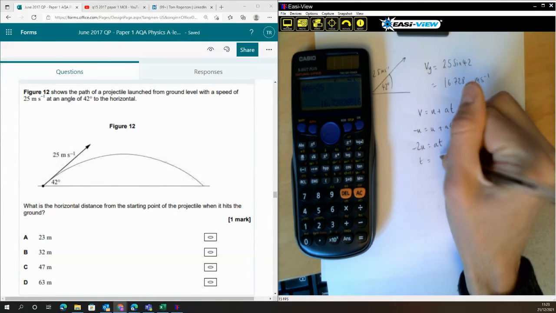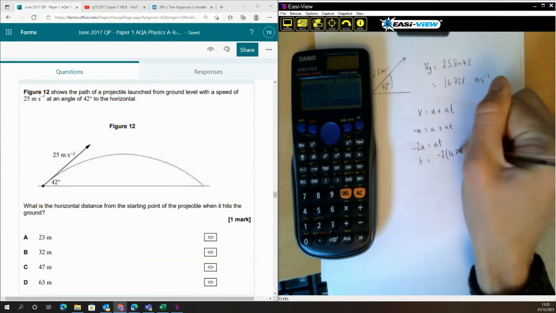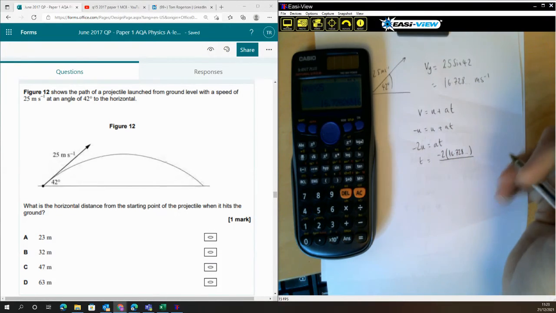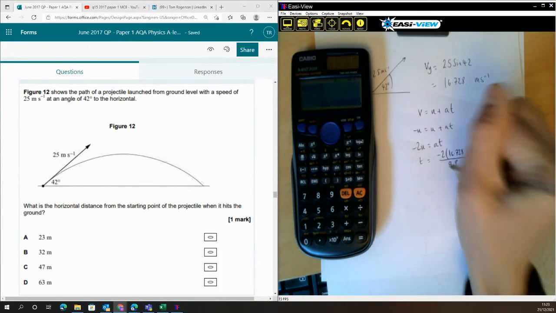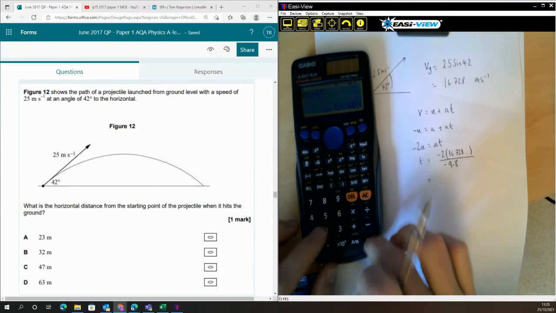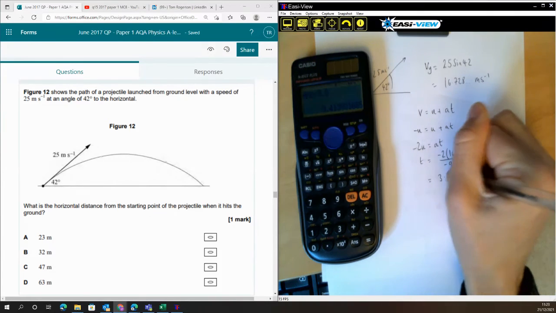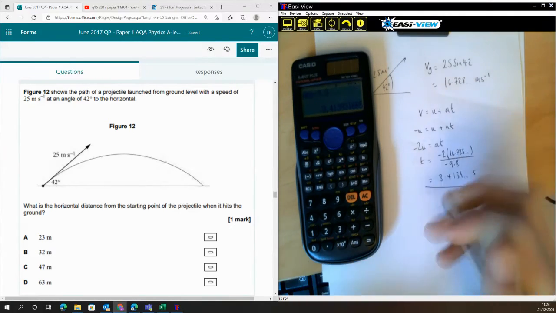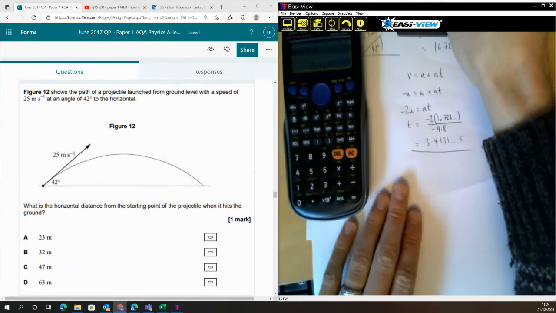So the t is negative 2 lots of 16.1628, etc., all divided by the acceleration, which is negative 9.8 because it's down and this is up. So times that by 2, divide by 9.8, and we can see how long the full motion takes: 3.4139, etc. seconds. So that links the horizontal and vertical motion together. That time is the same for both.